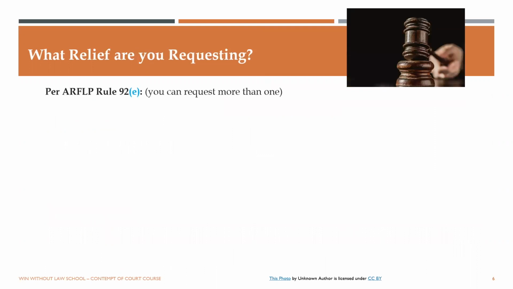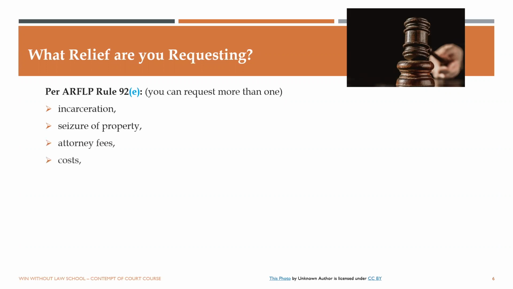Well, Rule 92E has some guidance for you about what you can request. And let me back up a little bit. Rule 92E explains that you need to request a certain amount of relief. And here's what's available to you under the rule of contempt. So number 1, incarceration. Number 2, seizure of property.